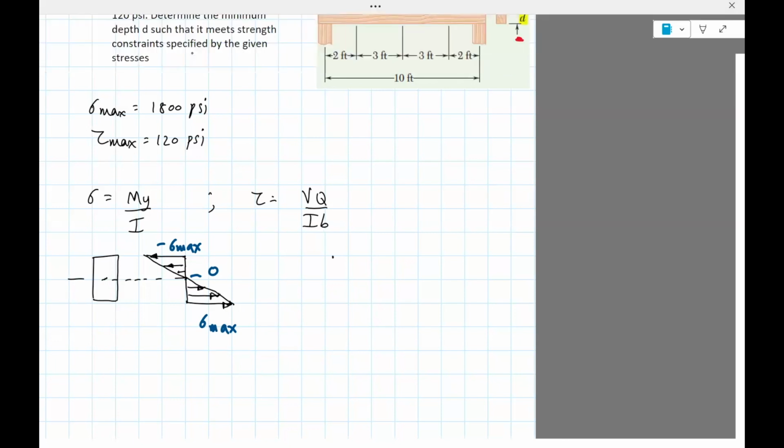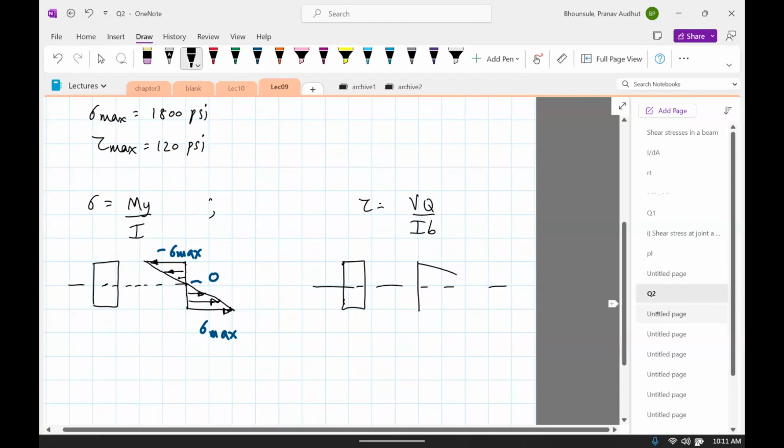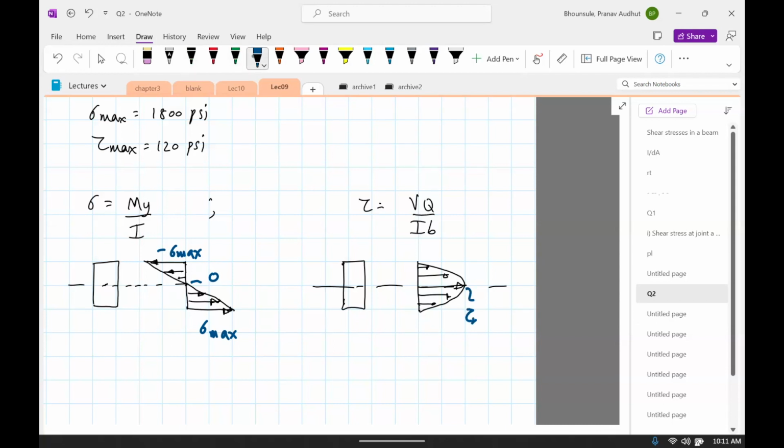Now, if you do the same thing for the shear stress, let me draw the same cross section, neutral axis. Now, there is a table which shows you how it varies. It's actually something I showed earlier. It is right here, right? This is the shear stress in a rectangular section. It's 3 divided by 2 times V divided by A. That's exactly in the middle. So I'm going to draw that here. So it will be like this. So tau max is 3 by 2 V divided by A.